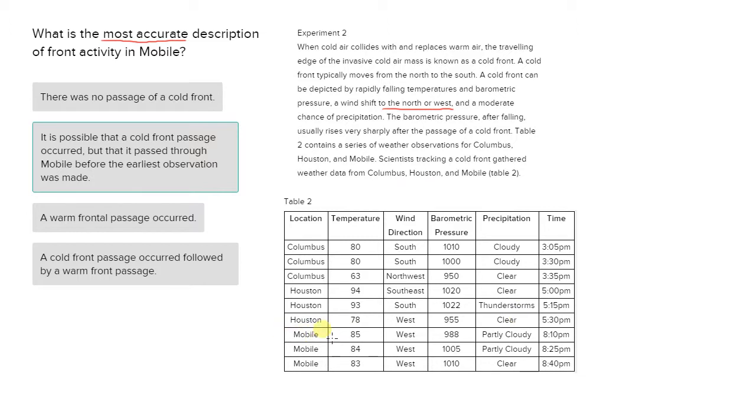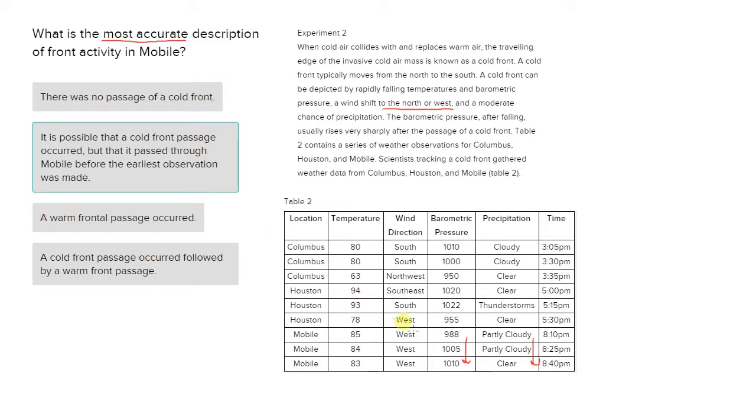So if we're looking at Mobile, we see that the temperature drops slightly, but not nearly as much as it dropped in these other places. The wind direction stays the same, but the barometric pressure actually increases as we go through it, and the weather clears up. So even though the temperature drops a little bit, there's no combination of factors that would make me think that there actually was a passage of a cold front in the time slot that they've given us. So my gut reaction would be to say there is no passage of a cold front.